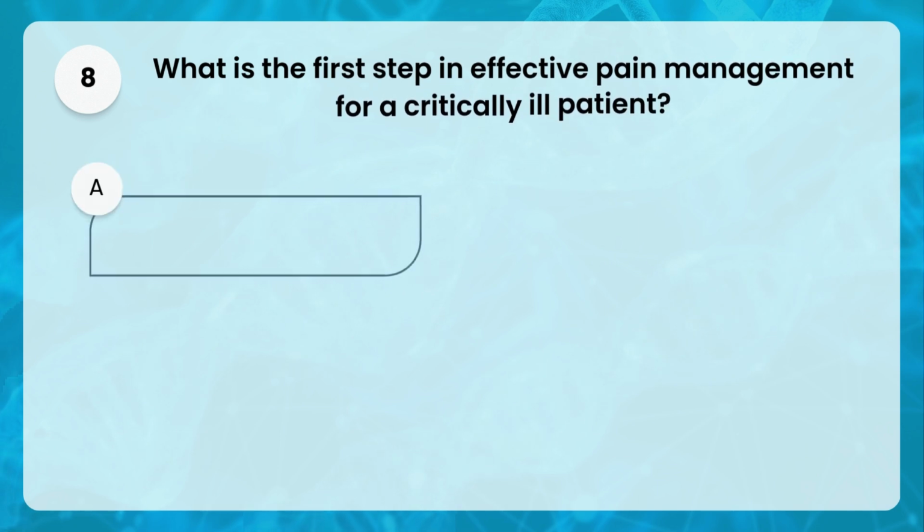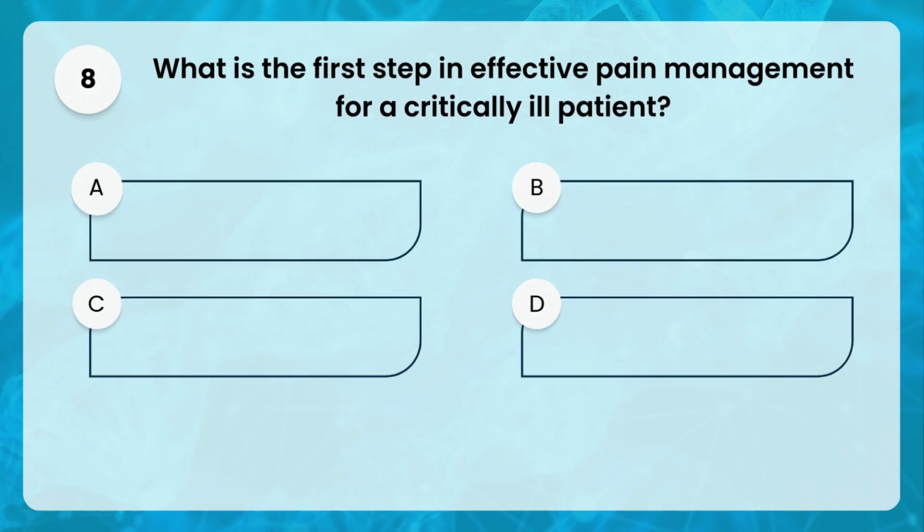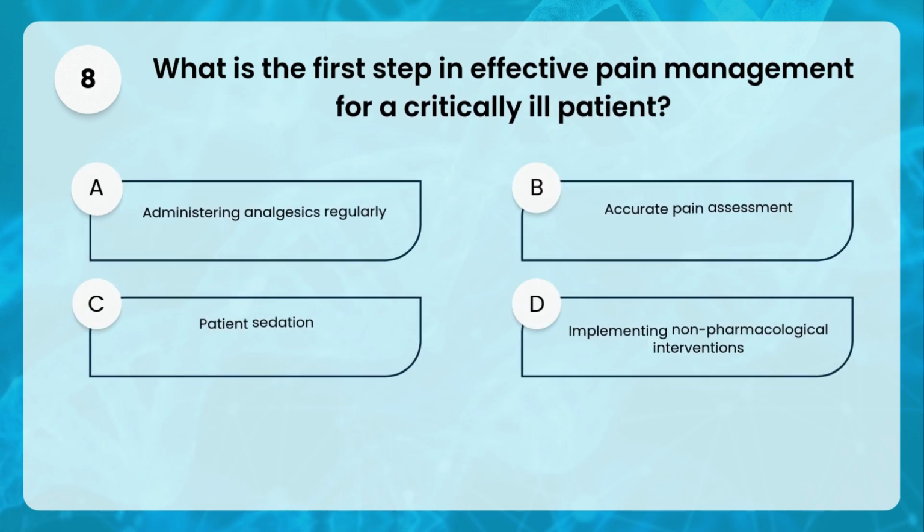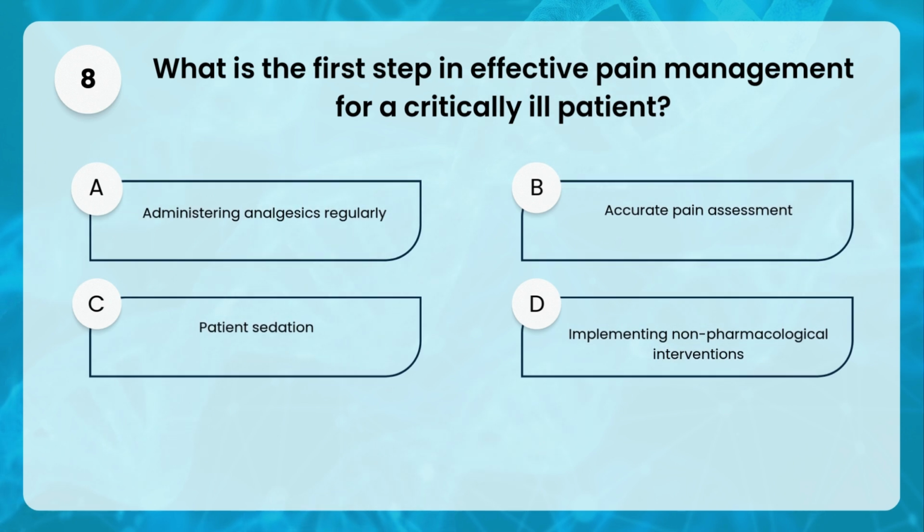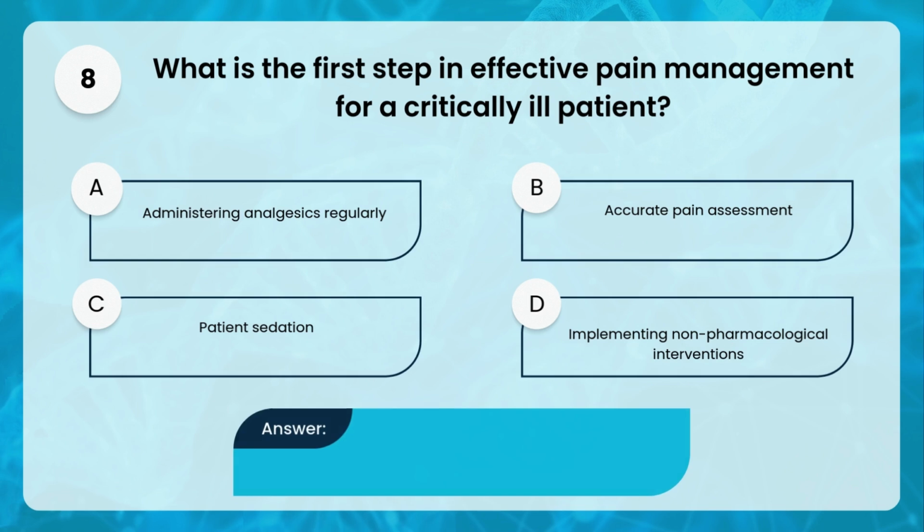Number 8. What is the first step in effective pain management for a critically ill patient? A. Administering analgesics regularly. B. Accurate pain assessment. C. Patient sedation. Or D. Implementing non-pharmacological interventions. The answer is B. Accurate pain assessment.